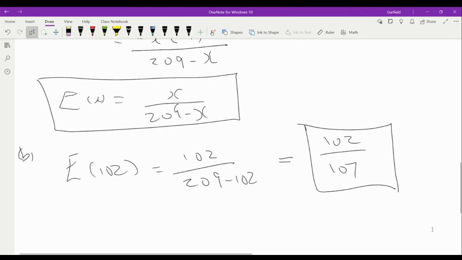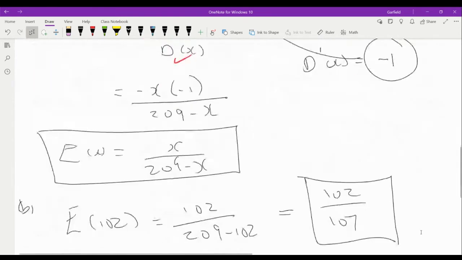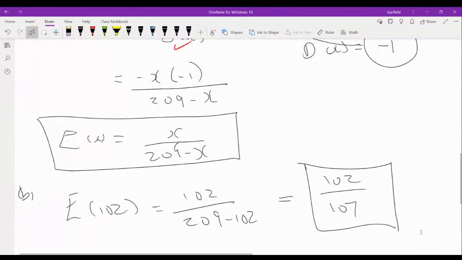All right, so back to the question now. Is it elastic, inelastic, or unit elasticity? Which one is it? Do you remember? It's inelastic, and Reginald's saying elastic. So you have conflicting answers. Anyone else?